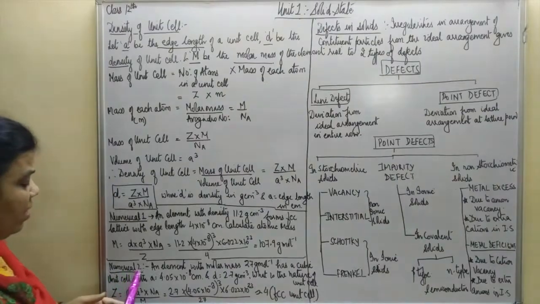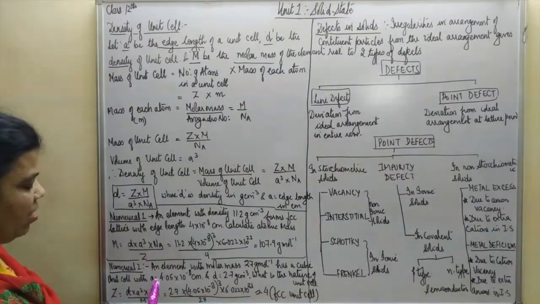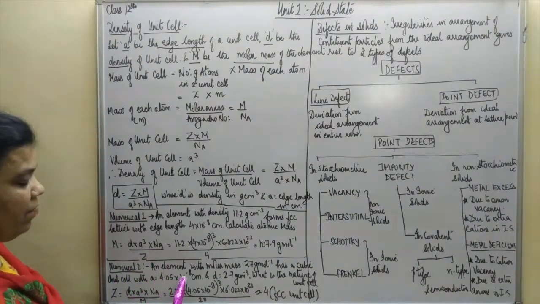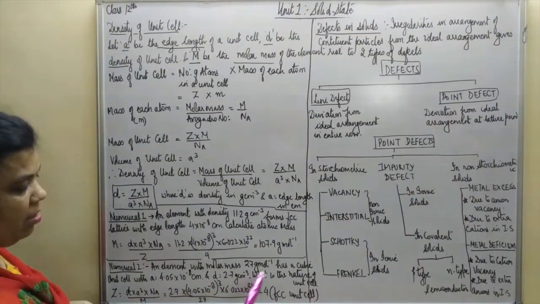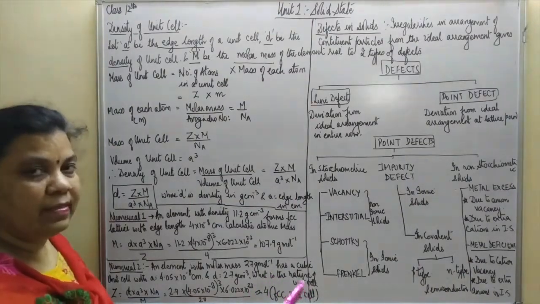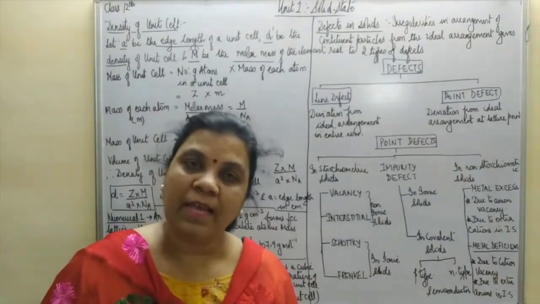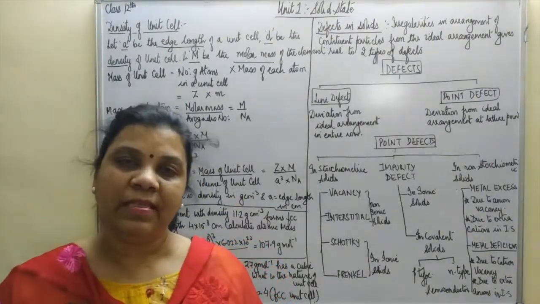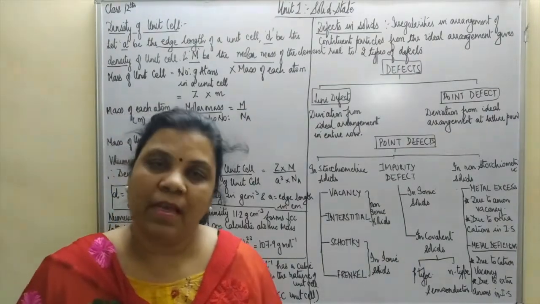Now, let us see numerical number 2. An element with molar mass 27 grams per mole has a cubic unit cell with edge length 4.05 into 10 to the power minus 8 centimeter and density 2.7 grams per cubic centimeter. What is the nature of the unit cell? That means we need to predict what type of unit cell it is, whether simple cubic, whether BCC, body centered, or whether FCC, depending upon the value of Z.